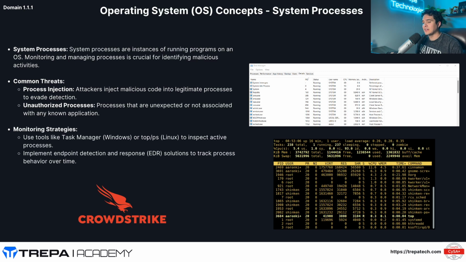So common threats, process injection. Attackers can inject malicious code into legitimate processes to evade detection. That's something that's very hard to detect. Unauthorized processes. There could just be processes that are unexpected or not associated. We have tools like EDR or XDR, endpoint solutions that can alert us when there's a process that is not part of the normal behavior, not part of the normal baseline for that endpoint or that operating system. We have tools like Task Manager in Windows where we can go process by process and see what's running and see if there's anything malicious. But then in Linux, we have something called top or htop or the ps command that can inspect active processes.